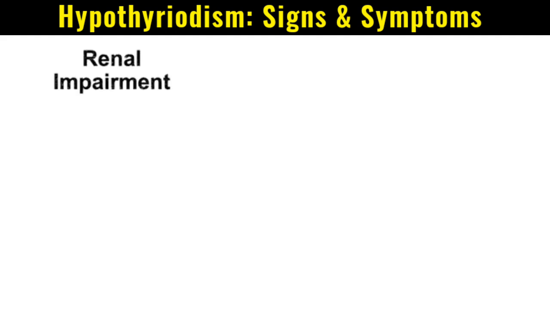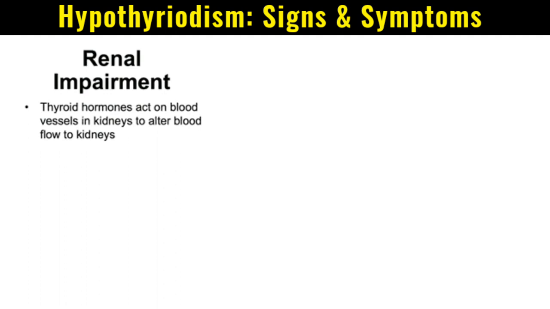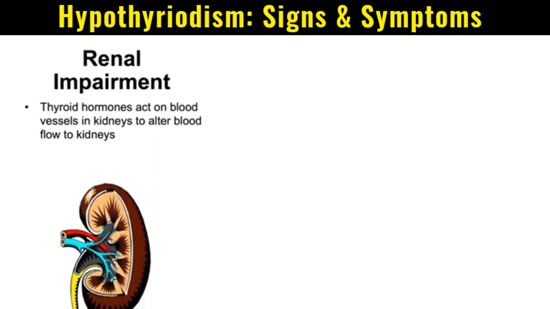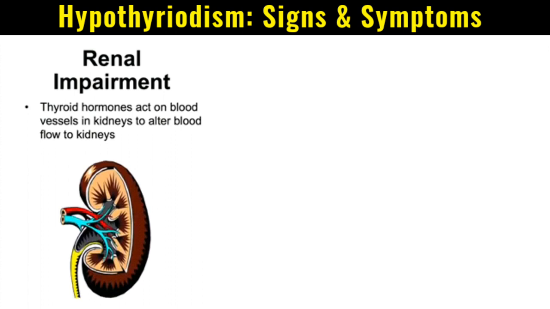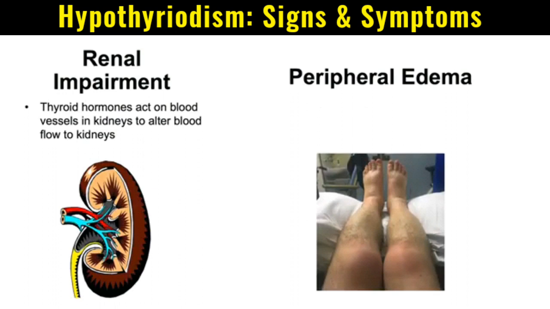We can also see renal impairment or issues with kidney functioning in hypothyroidism. It's been found that thyroid hormones act on blood vessels in kidneys to alter blood flow to the kidneys. So we can see issues with kidney functioning. And then we can also see peripheral edema in hypothyroidism. We call this myxedema when it is due to hypothyroidism.